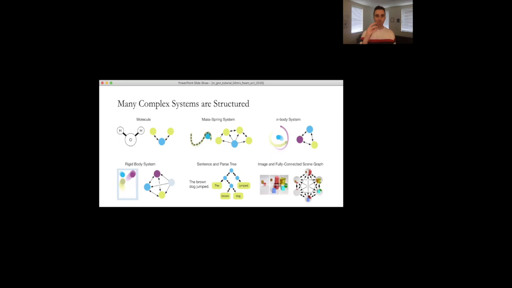So in this example, the molecule, we could represent it as atoms connected by edges. Maybe an n-body system, we have three nodes connected by edges. Even images, you could represent as a graph where each pixel is a node in the graph, and then maybe you connect all the pixels together. So many systems in the natural world, it's so natural to represent them as a graph where you have nodes and then edges between nodes.